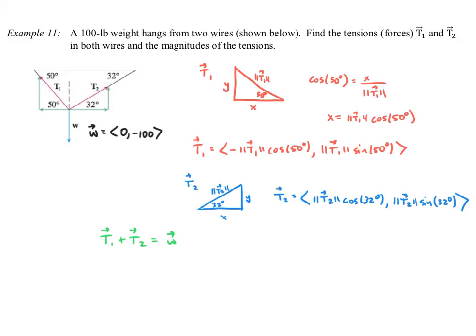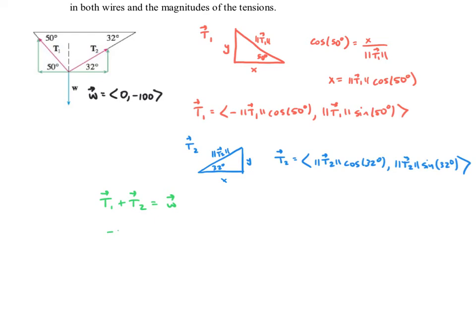So in other words, if we were to take the first component of T1, which is negative magnitude of T1 times cosine of 50 degrees, plus the first component of T2, which is the magnitude of T2 times cosine of 32 degrees, that must equal 0, because 0, back up here, is the first component of W. So the first component of T1 plus the first component of T2 must equal the first component of W. So this is an equation, a true statement, and yet there are still two unknowns, which means we can't quite solve it yet. However, we can do the same thing with the second component.